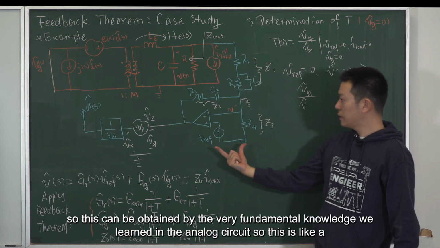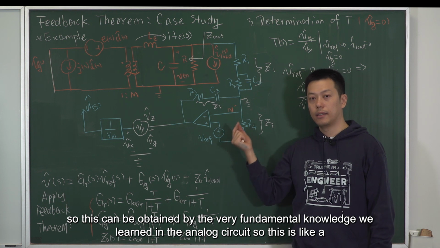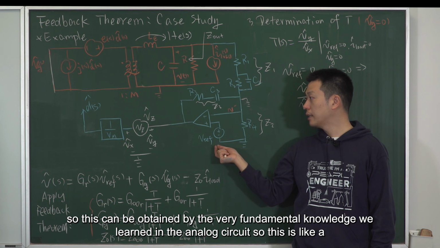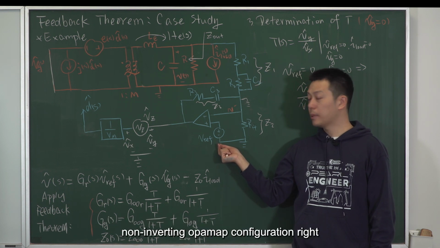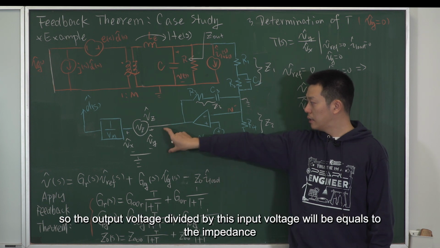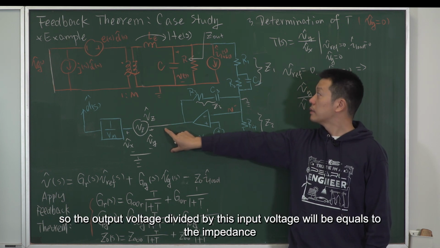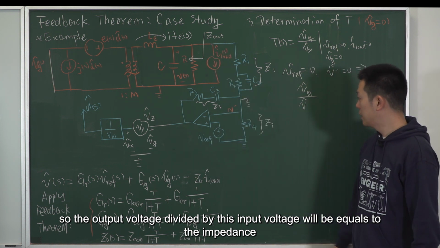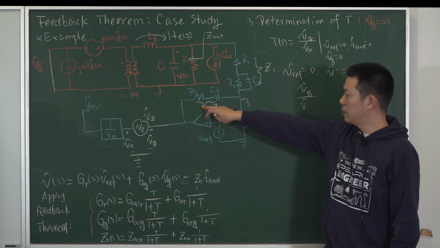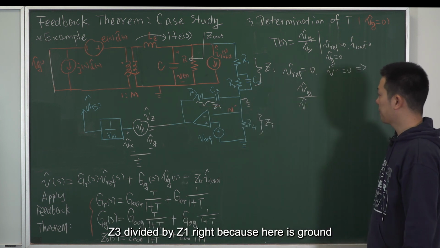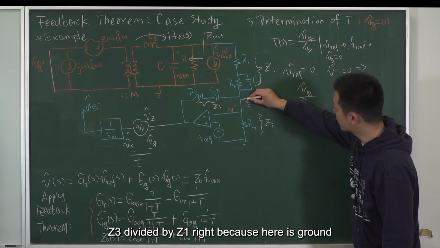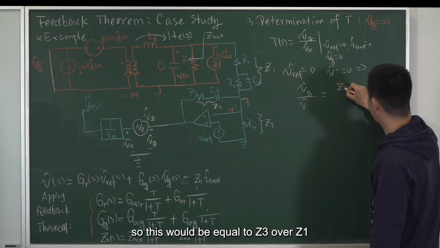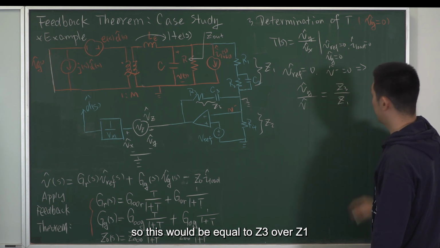So this can be obtained by the very fundamental knowledge we learned in the analog circuits. So this is like a non-inverting op-amp configuration, right? So the output voltage divided by this input voltage will be equal to the impedance Z3 divided by Z1, right? Because here is ground. So this would be equal to Z3 over Z1.